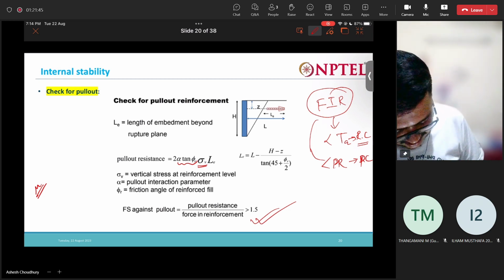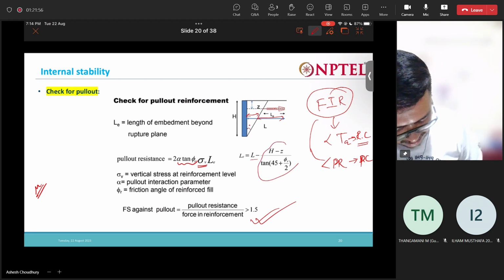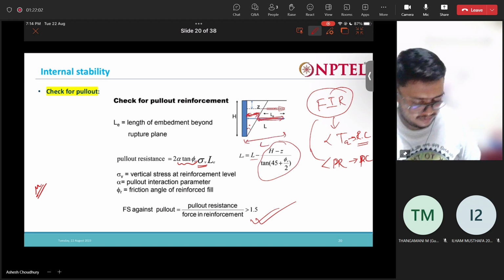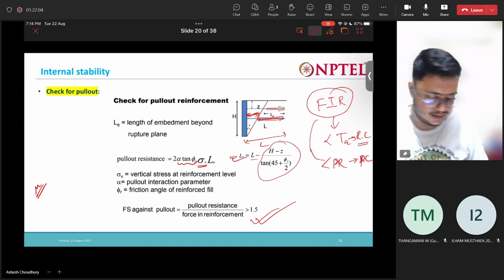So this LE is nothing but this length. LE is L minus this part. Do you know this angle? From there you got this. So L minus this part gives you LE. This is what is written here.